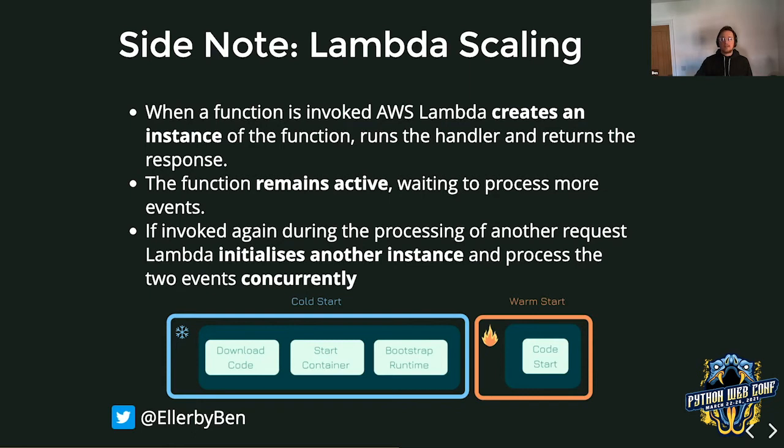When a Lambda instance is started for the first time, there's a cold start time, which is massively reduced over the last few years. But basically in that step, we're downloading the code, which is our application code. We're starting up the container and bootstrapping the runtime. Subsequent invocations of that particular function instance will then have a faster start time. We call those warm starts, where we just need to start the code. We don't need to download the code and start the container and the runtime.